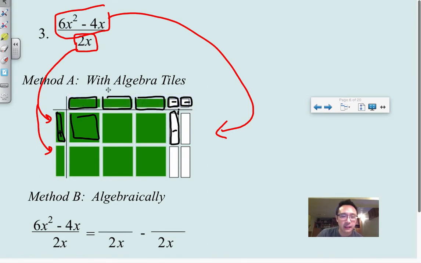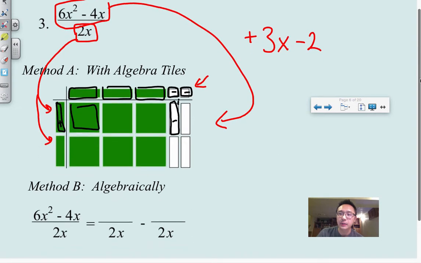Let me see if I can click on it. See? Bam. So then here is your answer. So we have 1, 2, 3. That's positive 3x, not square, just x. And you have 2 negative ones, so that's negative 2. That's it. Algebraically, how do we do this?